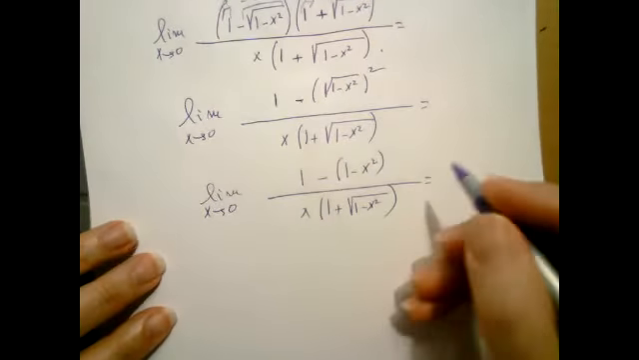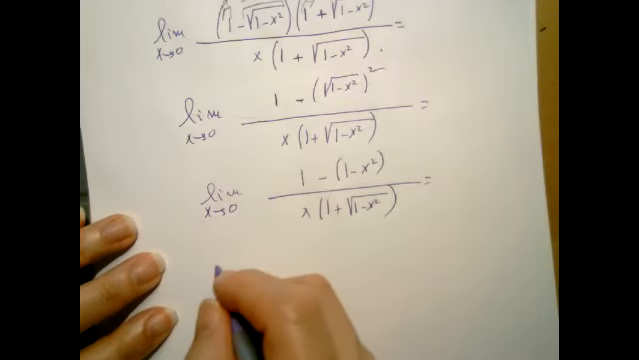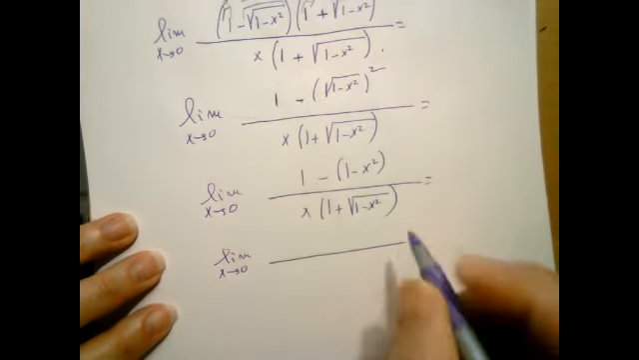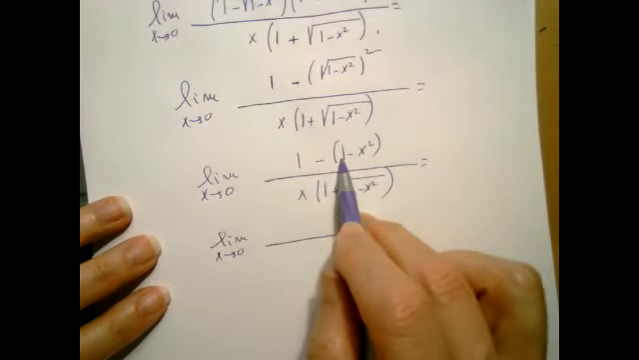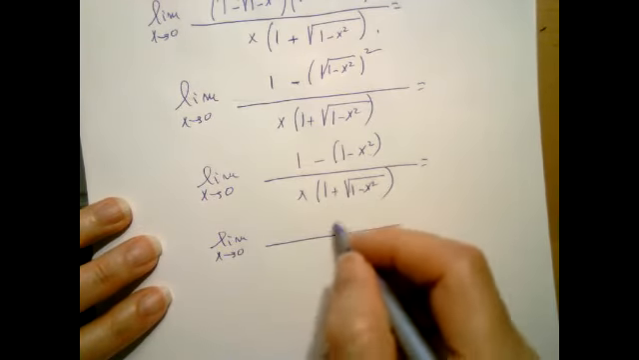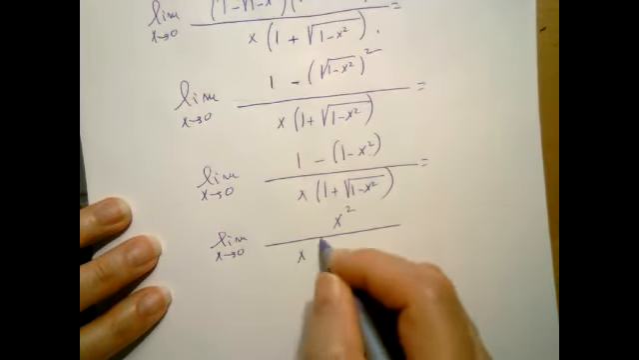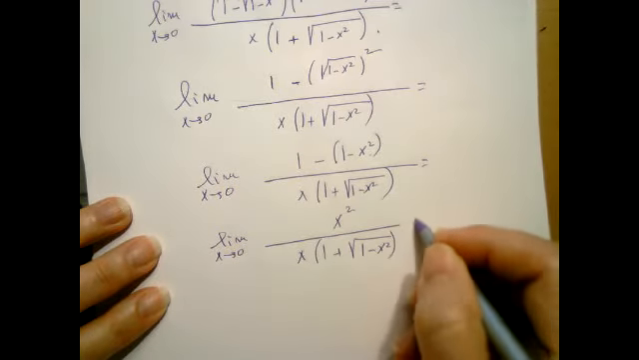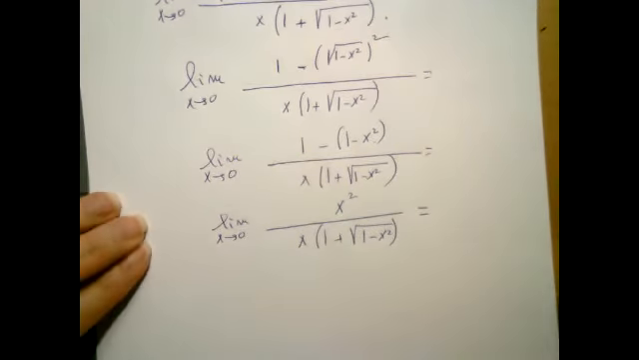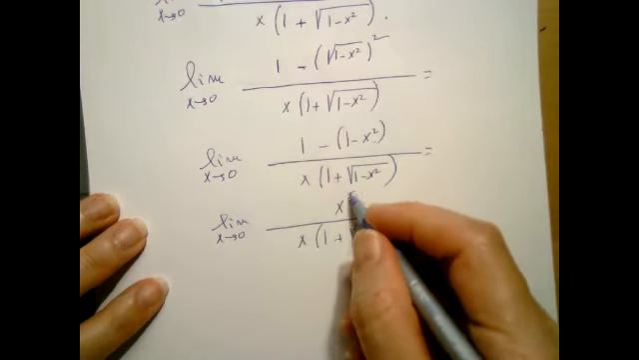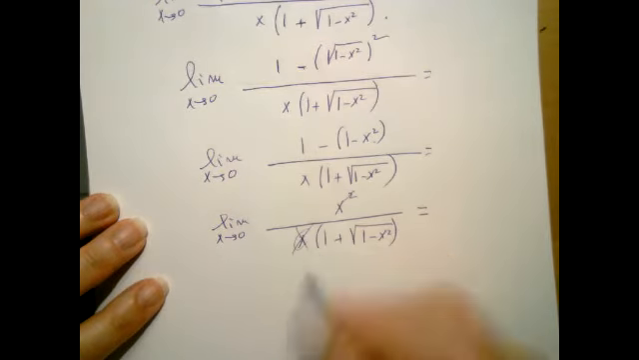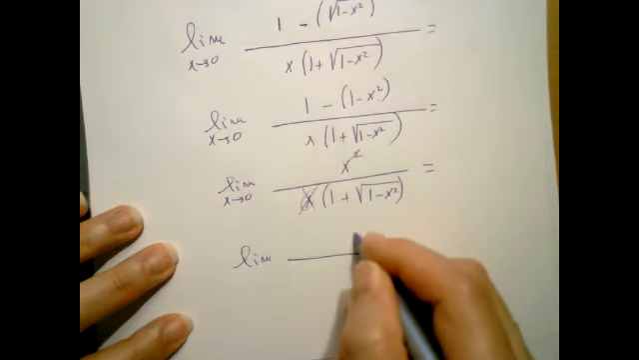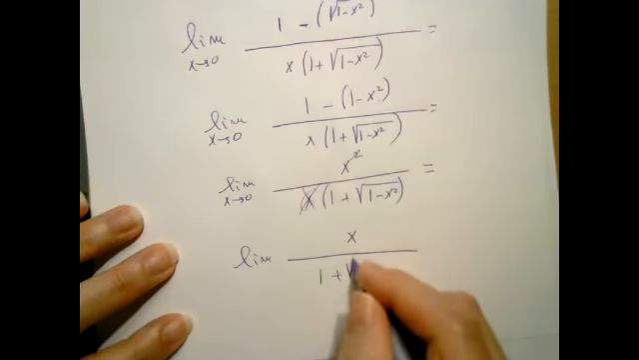And as I repeat, my goal is not to have 0 over 0. That's really what my goal is. Now, 1 minus 1, simplify. I will have minus minus, that's plus x squared, over x times that. Okay, so now I have x squared over x. Definitely I simplify by that, and I'll end up with this. So we keep simplifying till we can't do it anymore.